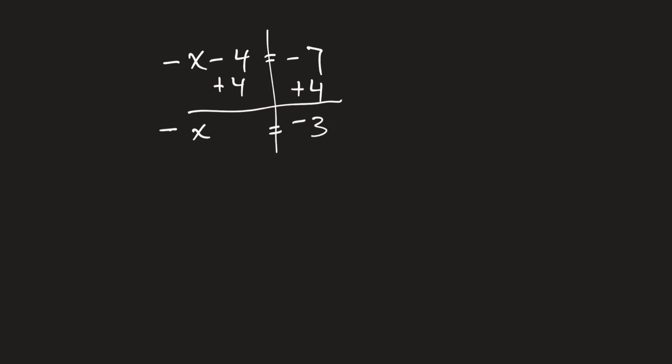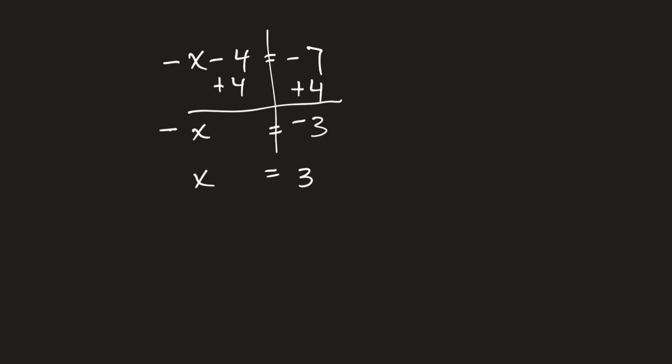Now, from this point, I'll give you the quick one here. If you have negative x equals negative 3, then that means that positive x would have to equal positive 3. And keeping in line with what you do to one side, you have to do to the other side: if I change the sign on this side here, I change the sign on this side as well. So x has to be 3.